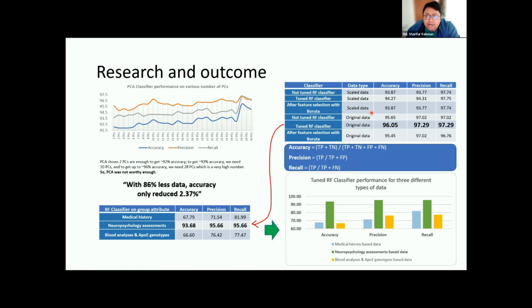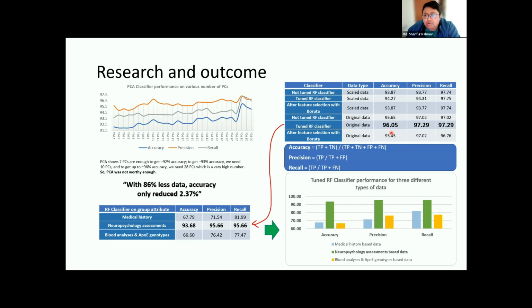So we tried with scaled data also and original data also, and we found that our tuned RF classifier worked best with the original data, and the accuracy we could achieve was 96.05% with the tuned RF classifier, and the precision rate was 97.29, and recall was the same. And so we could get the best with the whole data set up to this mark.